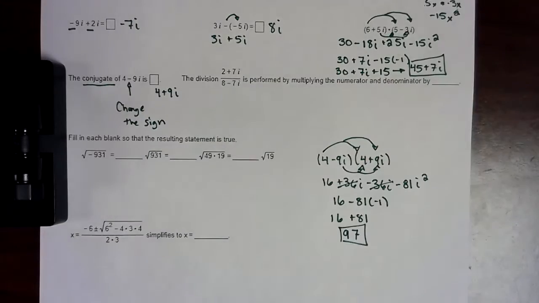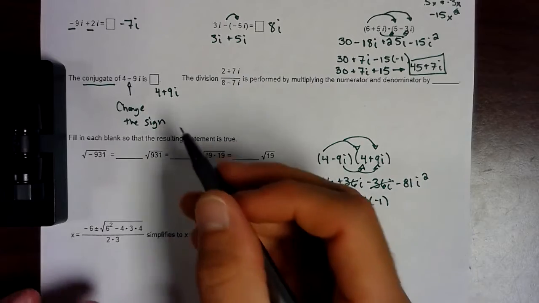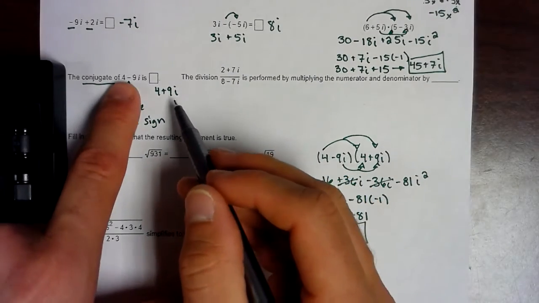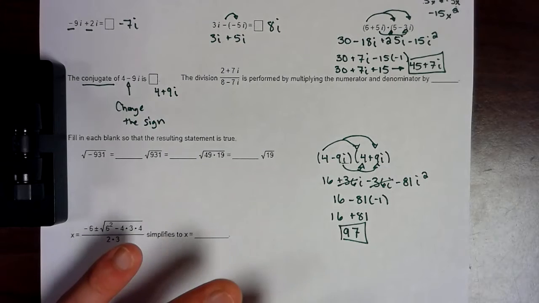The conjugate allows us to get rid of or move out of the complex numbers into a real number system. So again, conjugates just change the sign in the middle. And the way it always works out, we'll get rid of that i.